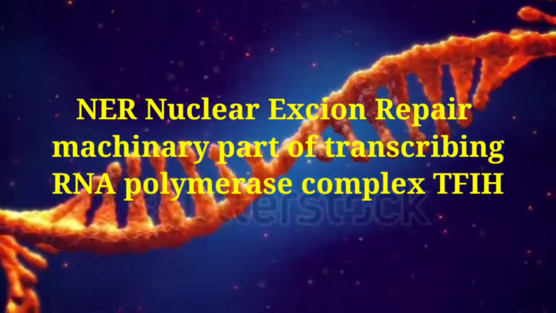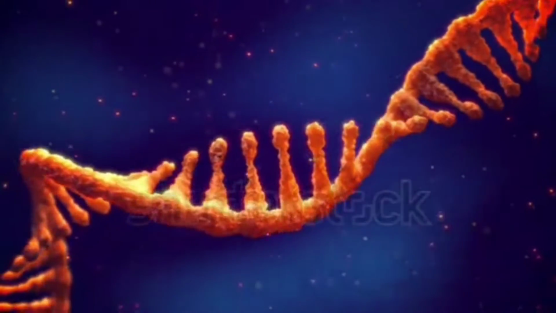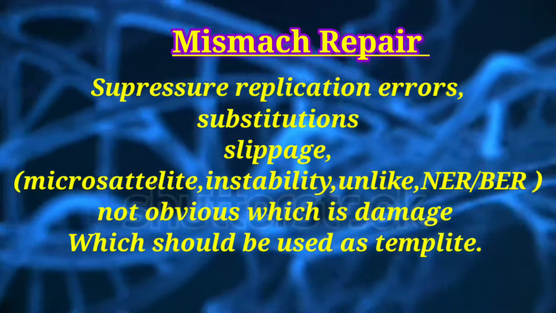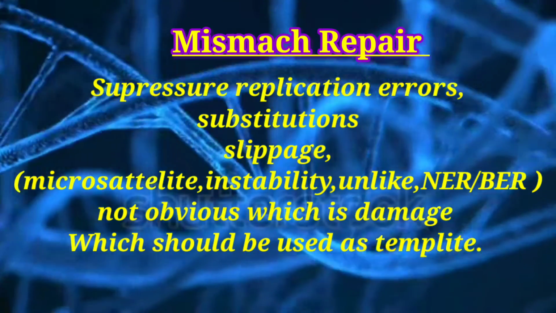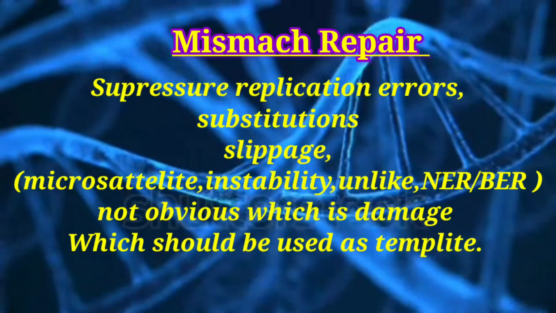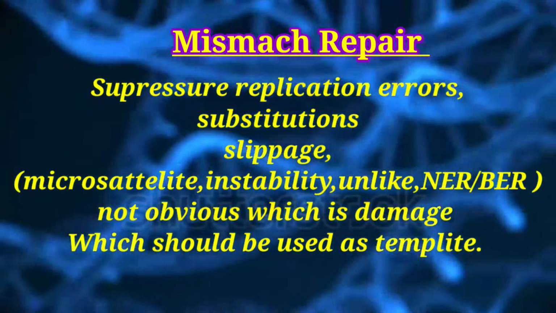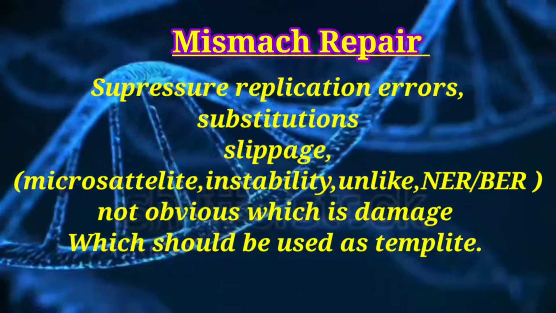Recognition of damage: the nucleotide excision repair machinery is part of the transaction. Repair includes suppressing replication errors and microsatellite instability. Unlike nucleotide excision repair, it is not obvious which strand is damaged, so there should be a template. It needs to be identified, as the recently synthesized strand.